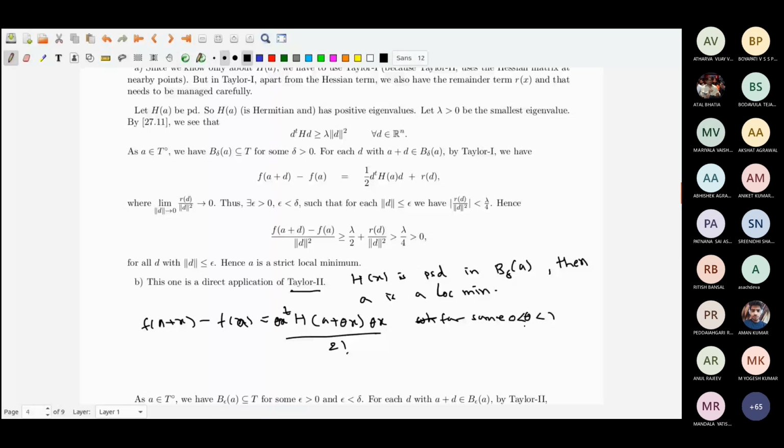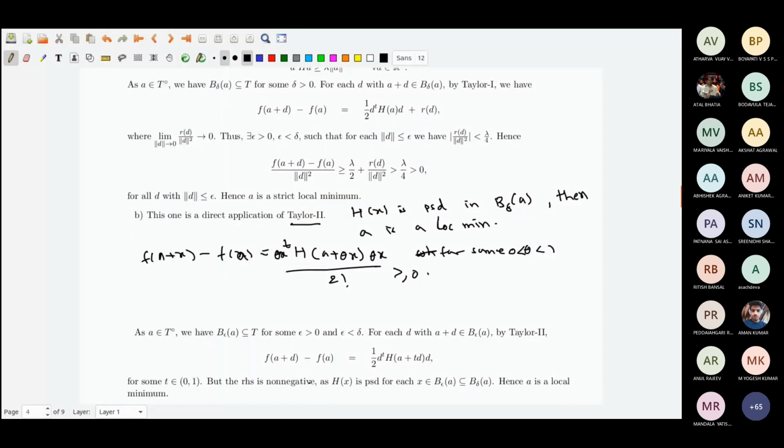and it is already given that X transpose H A plus theta X X is positive. Why? Now Hx is positive in a neighborhood, so H of A plus theta X will also be PSD. It's a positive semi-definite matrix, so it follows that this is greater than or equal to 0. So that is how. Okay, if you want to write down very rigorously, you will have to use a lot of epsilon delta, so you can write that.